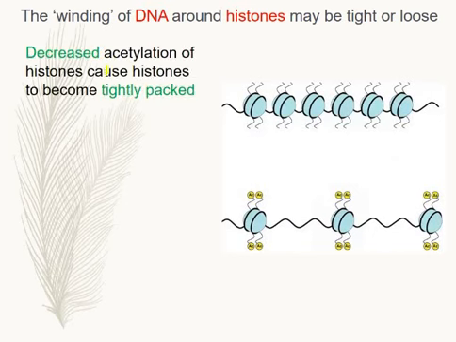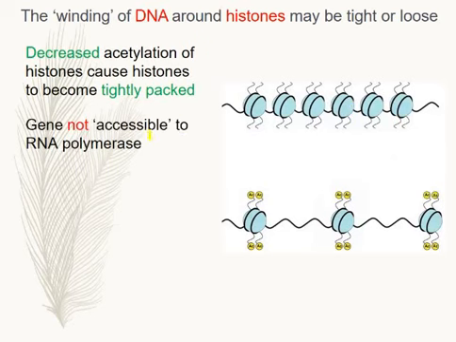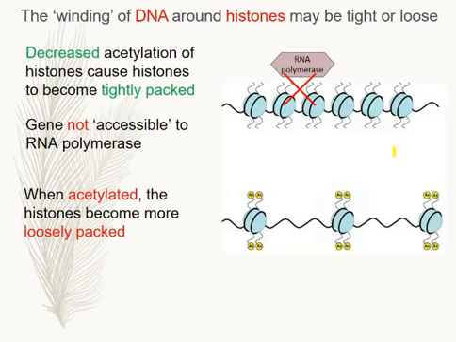When acetylation of histones is decreased, that means that histones become quite tightly packed. The gene is not accessible to RNA polymerase, and you can see it here. It cannot access, there's not enough space. But when you do add acetyl groups, think again, what was the amino acid? I'm not going to tell you. Think again, what was the amino acid where the acetyl group is added?